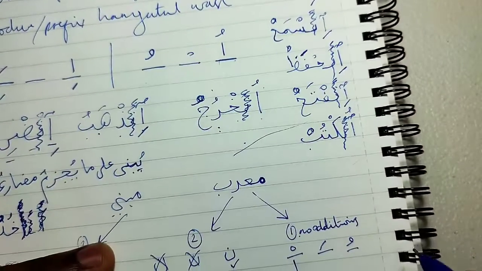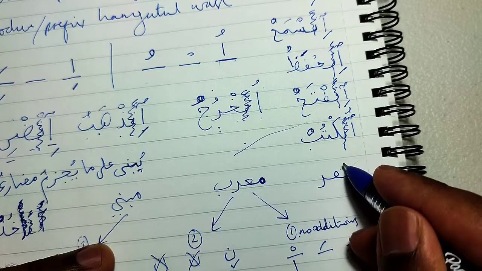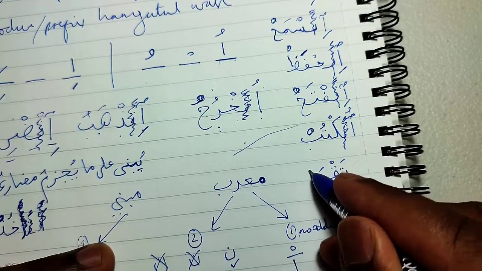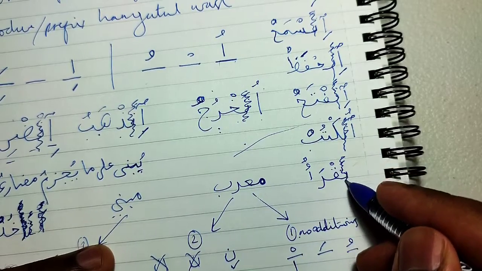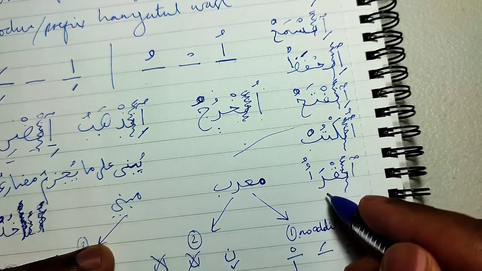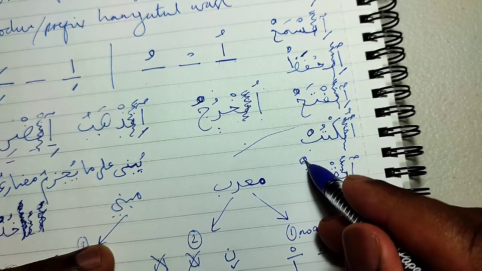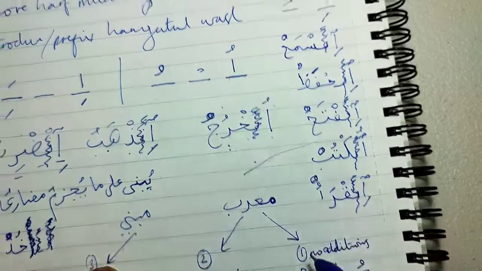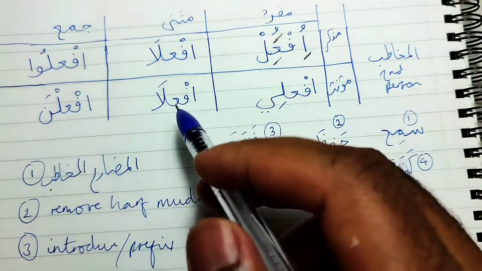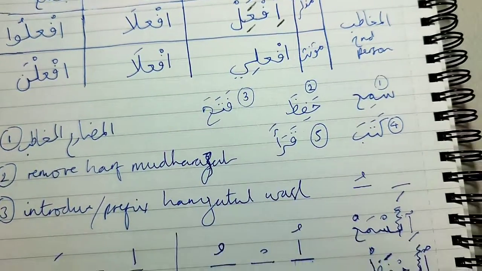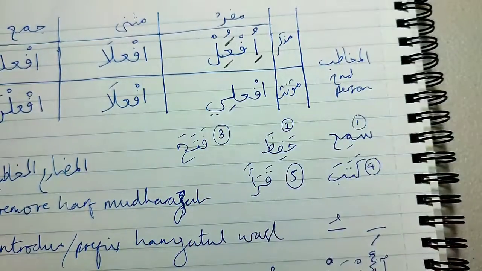And the last one, qara'a. We put it on taqra'u. You are reading. Mukhatab. Taqra'u. Step 1 done. Step 2, remove harf al-mudara'. Step 3, introduce hamzatul wasl. And this hamzatul wasl is going to take a kasra. Step 4, make it mabni on sukun. Iqra. Iqra'a. Iqra'u. Iqra'i. Iqra'a. Iqra'na. Ideally, you're supposed to have 5 different tables for each one.